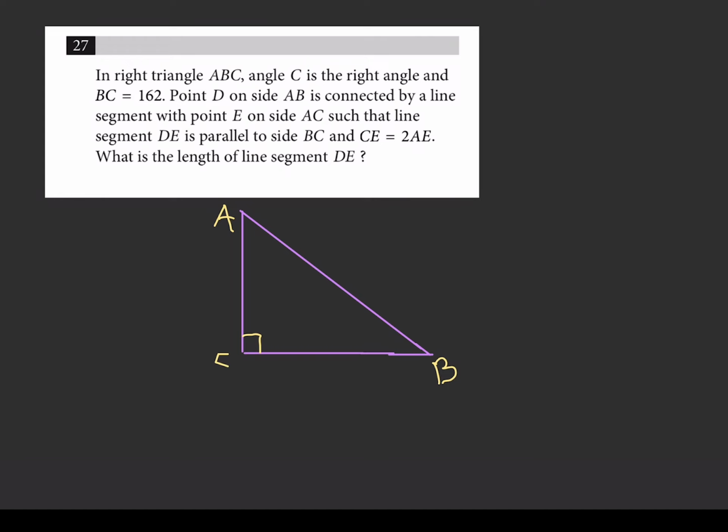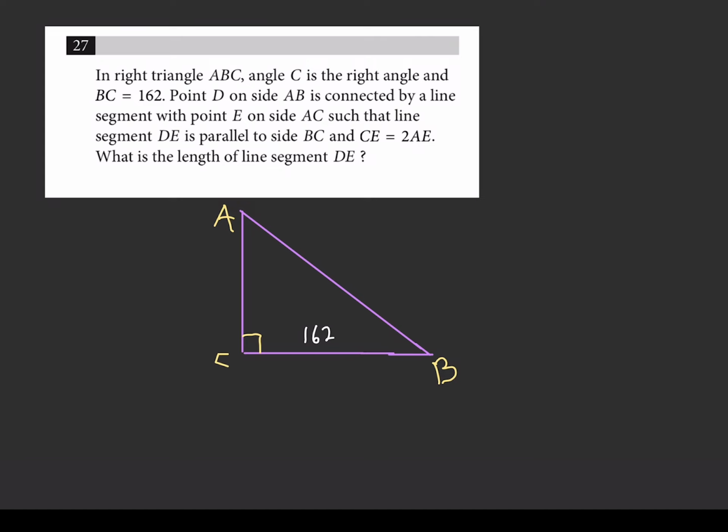Okay, so point C is a right angle, point D on side AB. Oh, and BC is 162, so I'm going to want to put that in, 162 down here. Now it's saying that point D is on side AB, somewhere on the hypotenuse, and it's connected by a line segment with point E. So we've got point D on AB and point E on side AC.